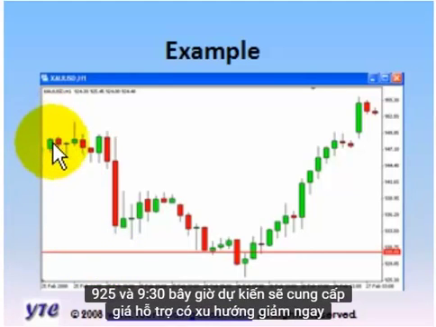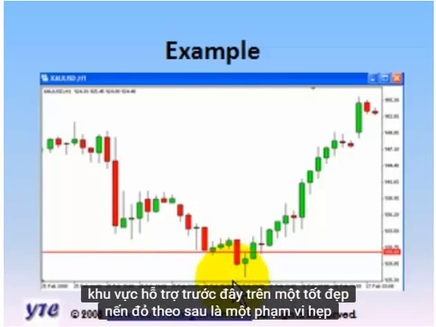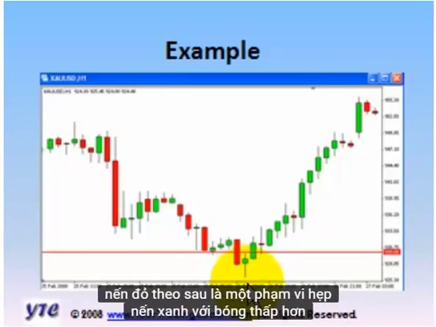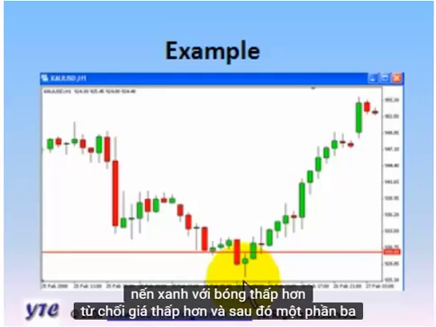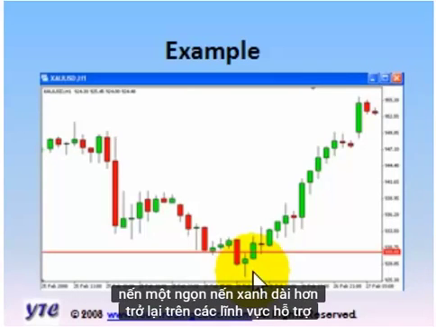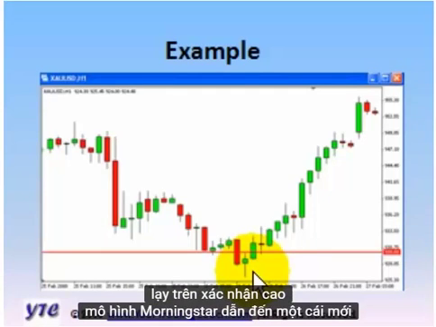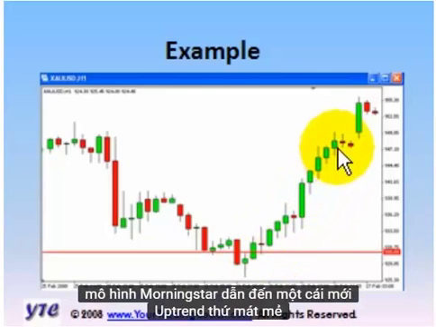Price trended down right into the area of previous support on a nice red candle, followed by a narrow range green candle with a lower shadow rejecting lower prices, and then a third candle, a longer green candle breaking back above the area of support, price trading above the high, confirming the Morningstar pattern, leading to a new uptrend. Cool stuff.